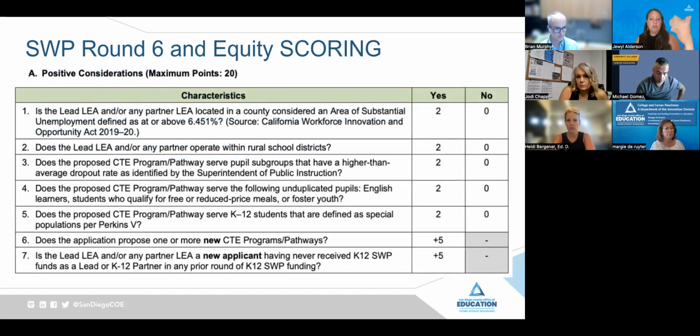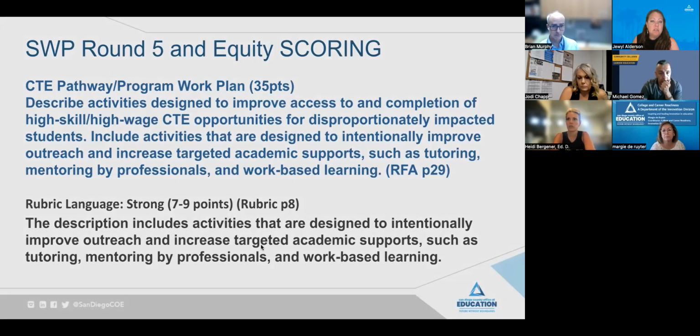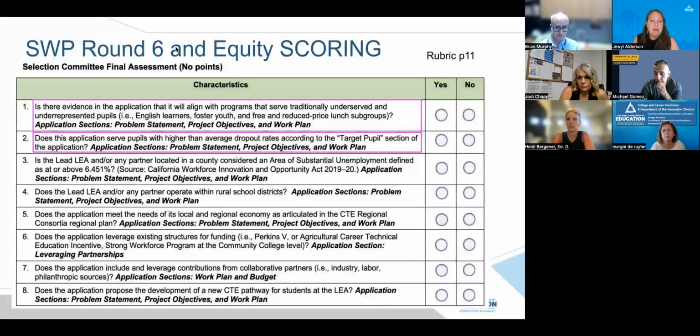So at the end, then you'll have all of the scoring. You do have some additional areas for bonus points down below as well. And the final committee also goes through and has to say yes to all of these.